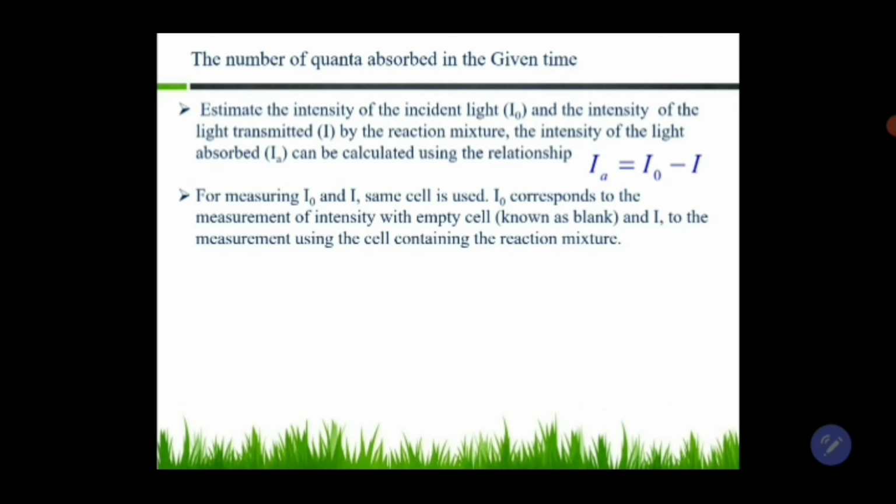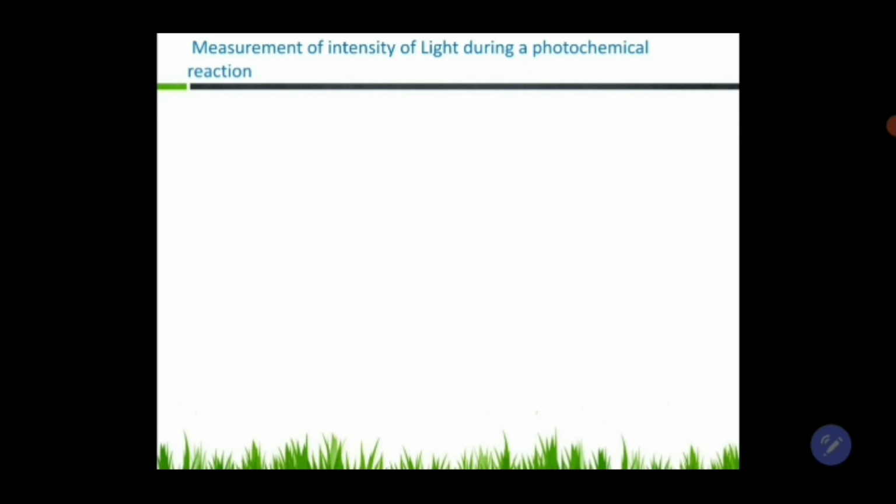What you have to do is take the empty cell, pass the light, and measure the intensity, that is the intensity of incident light. Then take the sample inside the sample tube, pass the light through it, and you can find out whatever energy is transmitted. So the same cell is used. I naught corresponds to the measurement of intensity with the empty cell, known as blank, and I to the measurement using the cell containing the reaction mixture.